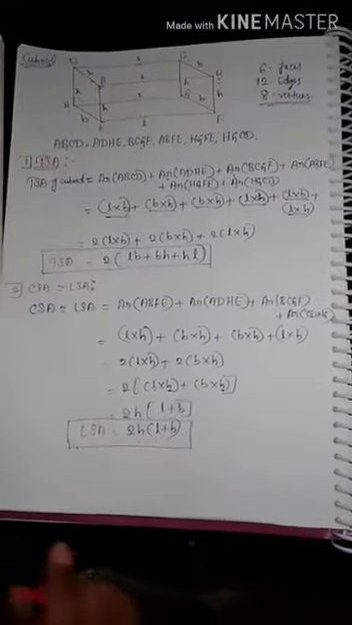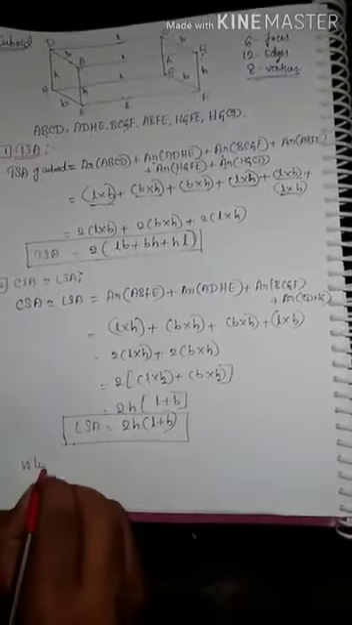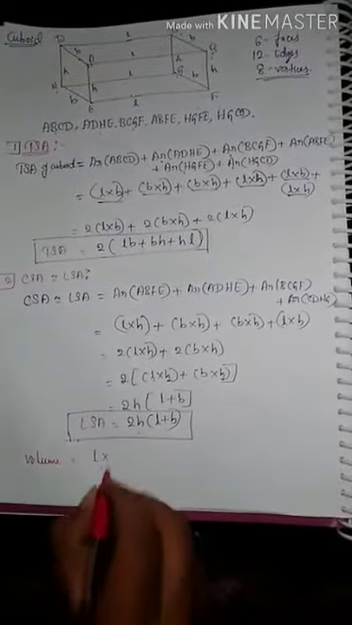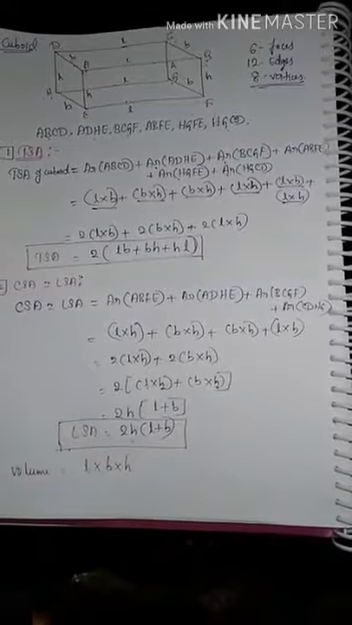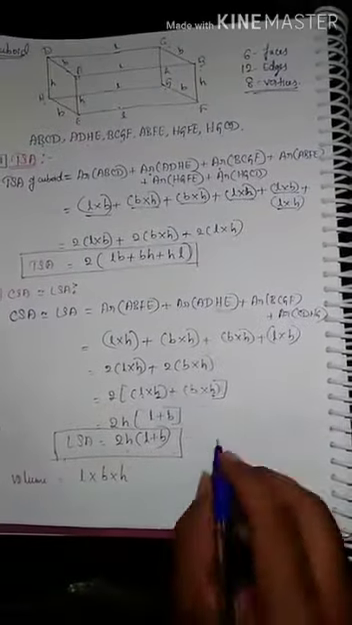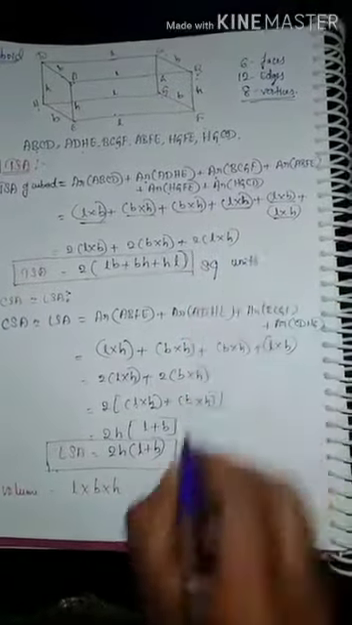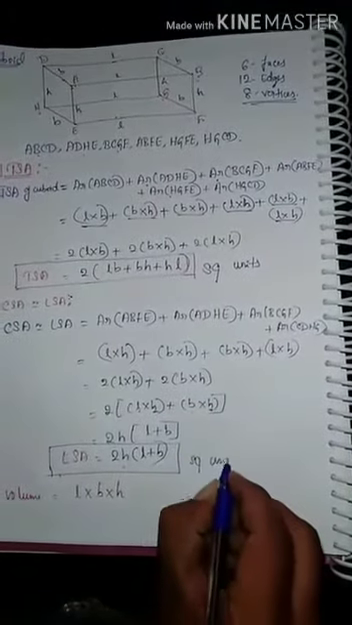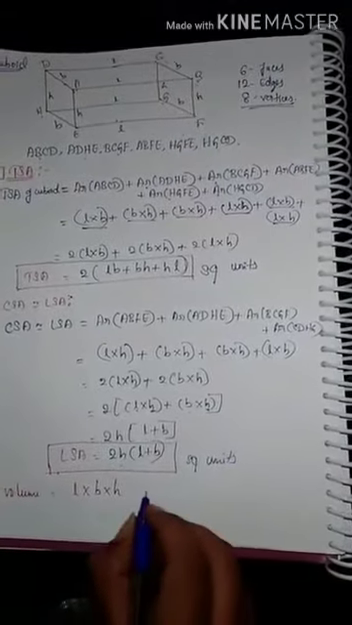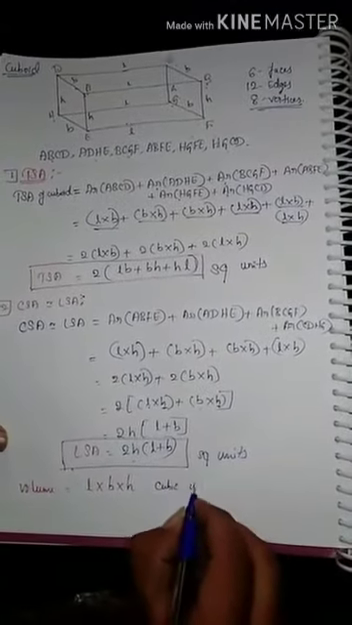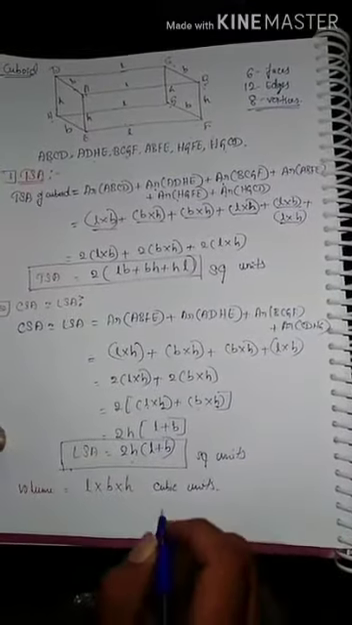And next, volume of cuboid. Volume of cuboid is equal to length into breadth into height. Area is always measured in terms of square units, but volume is always measured in terms of cubic units.